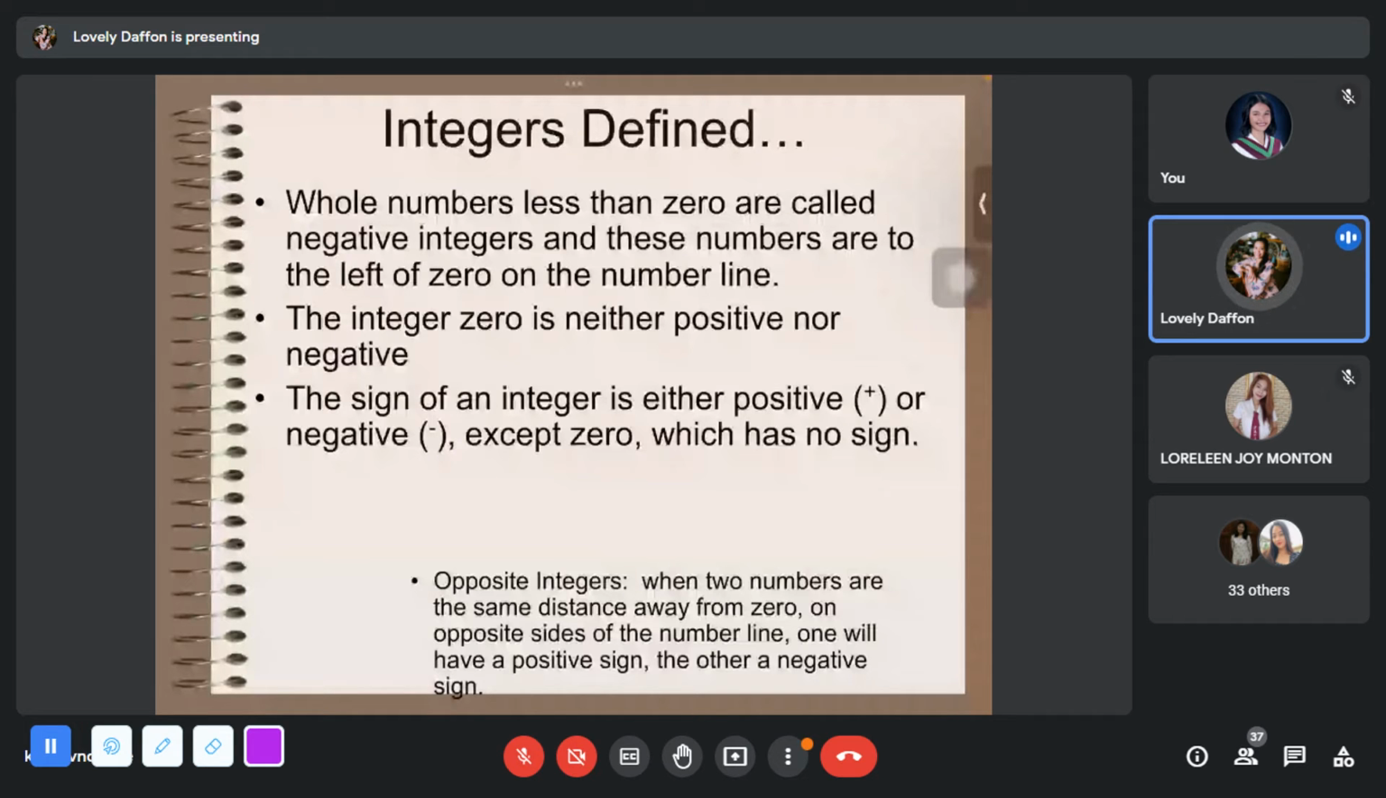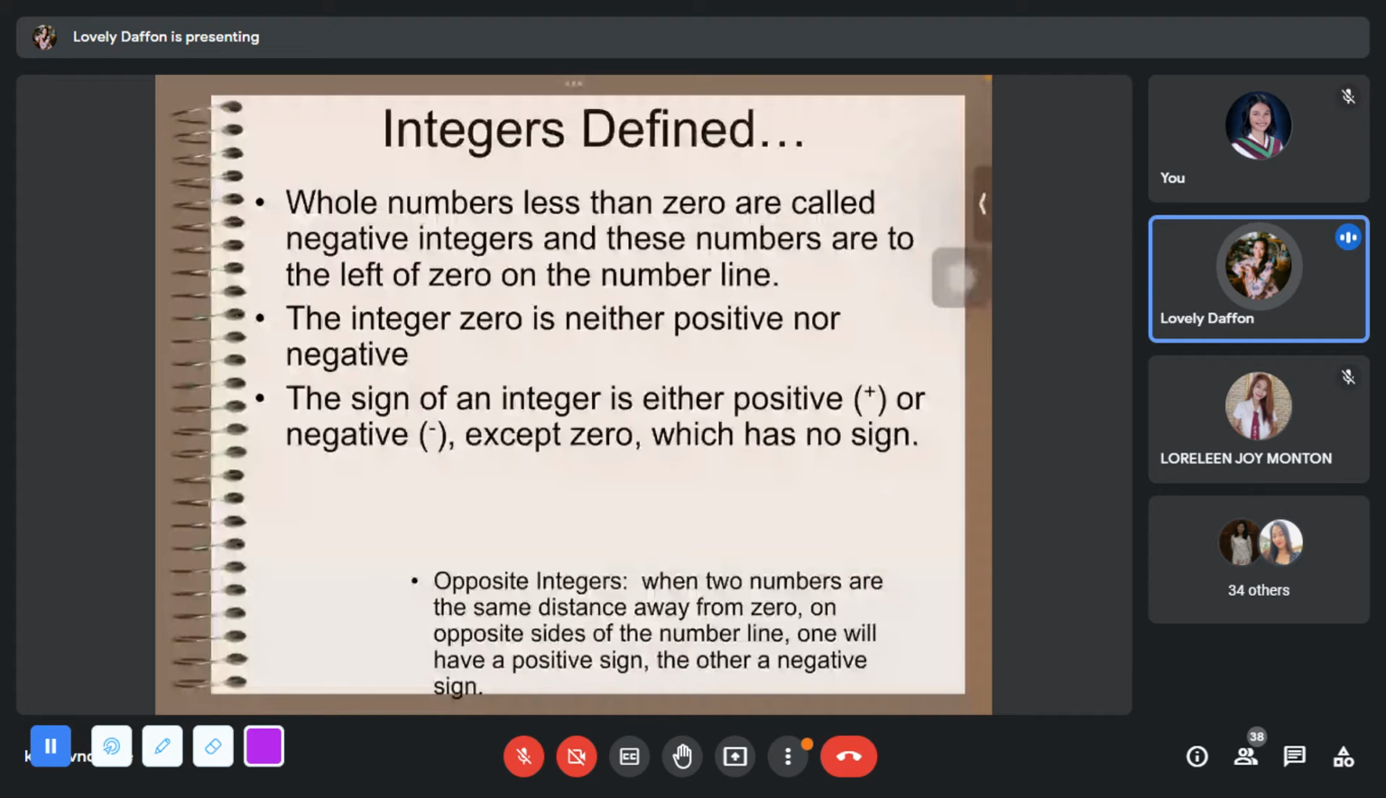Opposite integers: when two numbers are the same distance away from 0, on opposite sides of the number line, one will have a positive sign, the other a negative sign. Like for example, from 0 to the right, we have positive 1, and 0 to the left, the same lang siya nga distance, that would be negative 1, in which both are on opposite sides of the number line, represented by the middle point, which is the 0.